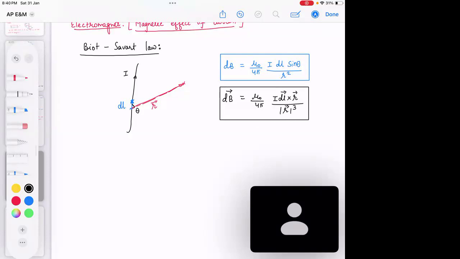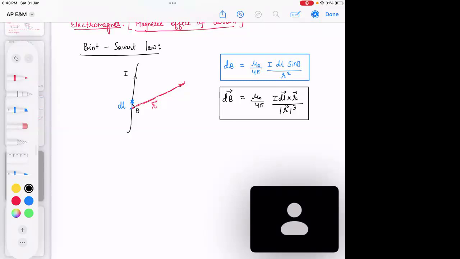So this law is called as what? It is called the Biot-Savart law. Clear? Please tell me. This law is called the Biot-Savart law. Understood?